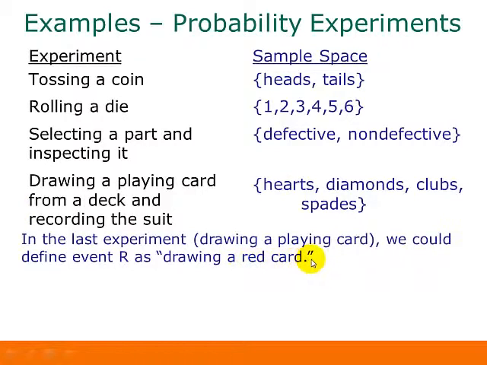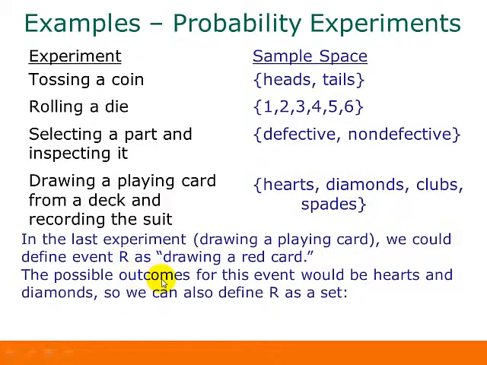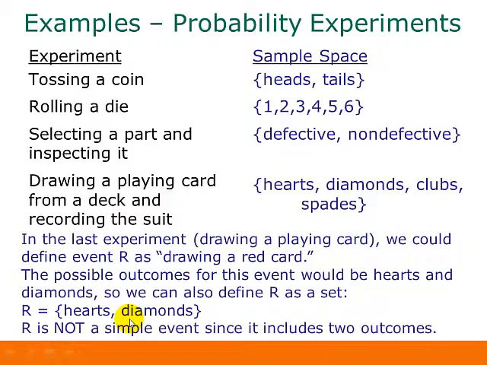Now, in that last experiment of drawing a playing card, we could define an event R as drawing a red card. Now, since there are 2 of these suits that include red cards, our possible outcomes for the event would be hearts and diamonds. So we could also define R as a set and just include the 2 outcomes that would be possible in that event, which would be hearts and diamonds. Now, R is not a simple event because it includes 2 outcomes instead of just 1.